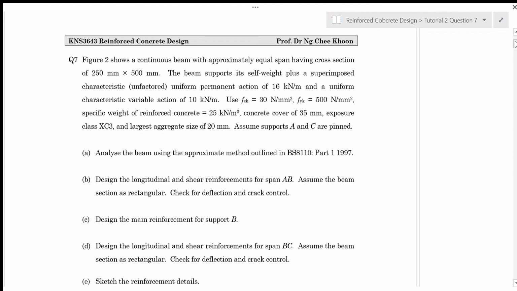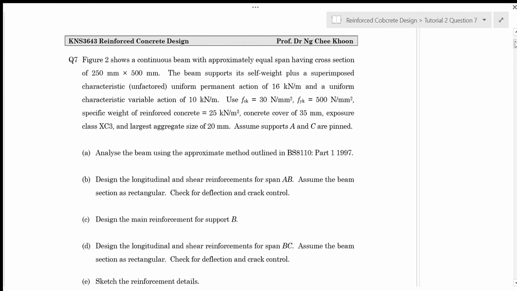The beam supports its self-weight plus a superimposed characteristic unfactored uniform permanent action of 16 kN per meter and a uniform characteristic variable action of 10 kN per meter. In this example, we use concrete grade of 30, steel grade of 500, and specific weight of reinforced concrete is 25 kN per cubic meter. Concrete cover is 35 mm. Exposure class is XC3, and the largest aggregate size is 20 mm. We assume supports A and C are pinned.